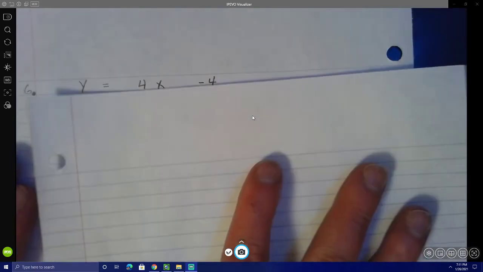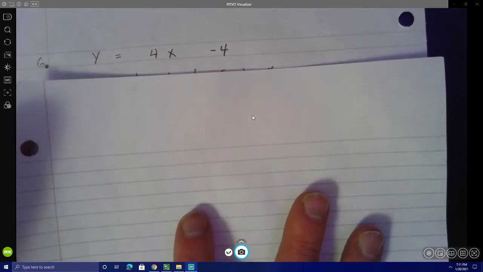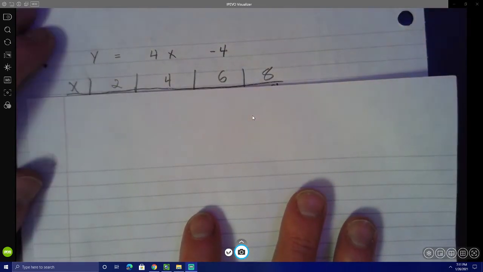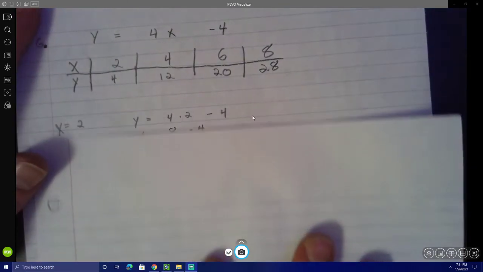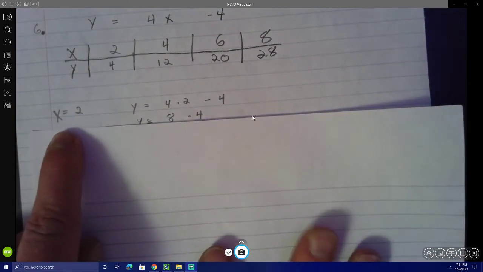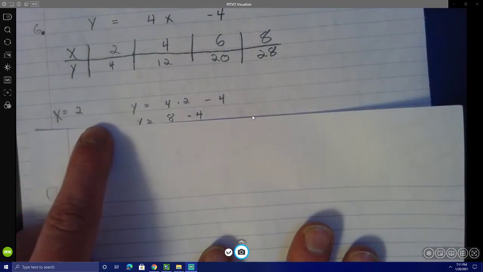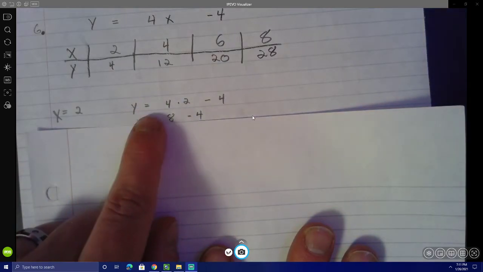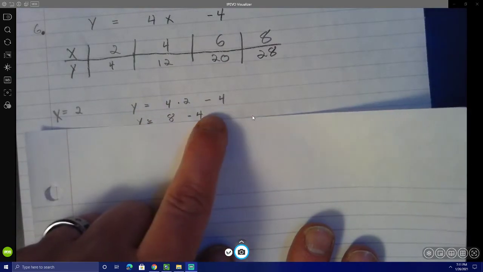For the last problem, we again were given an equation and a table of x values, and then we needed to find the y values. So I did that by plugging in my values for x. Here I had x equals 2, and then I substituted that 2 in for x, and I'm left with y equals 4 times 2 minus 4.